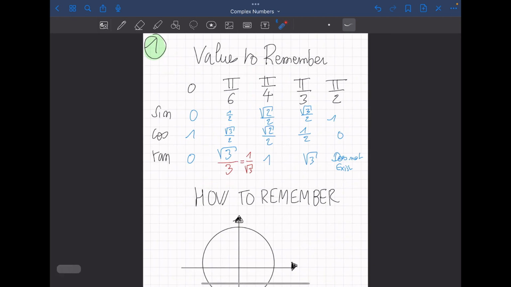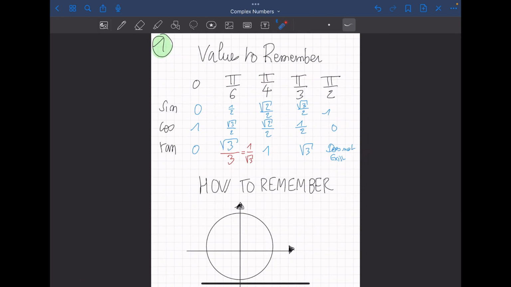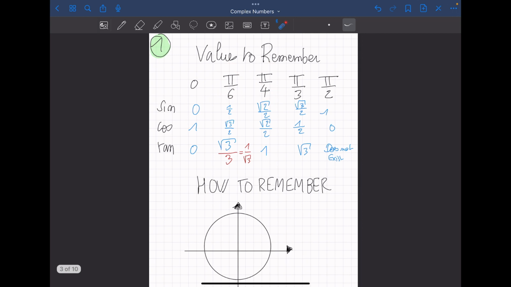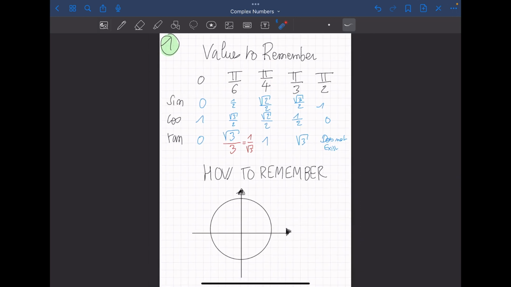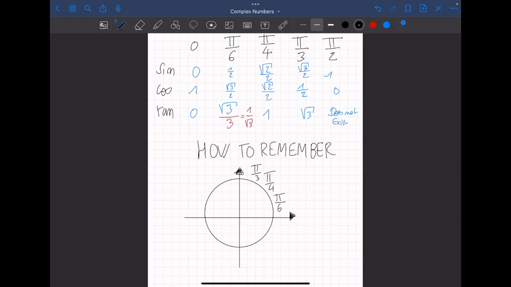Now, you're probably worrying about remembering those values for pi over 3, pi over 4, pi over 6. I have a way to remember it. It's only one way, there are many other ways, so you choose the way you can remember. I'm just going to explain the way I remember it. There are 3 angles we should remember: pi divided by 6, pi divided by 4, pi divided by 3.